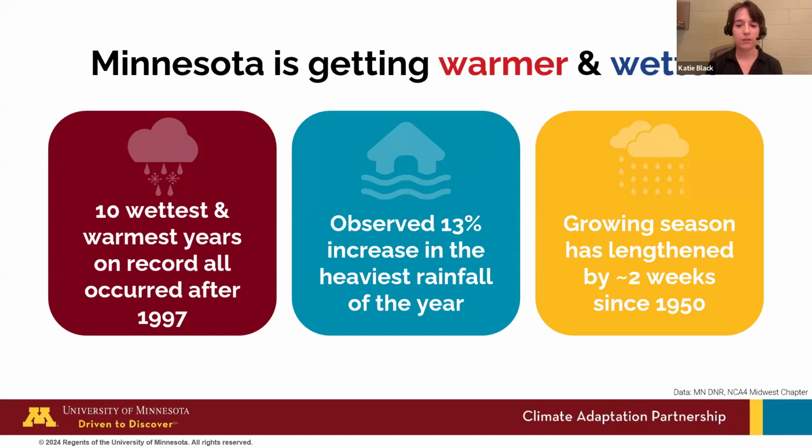We've also observed a 13% increase in the heaviest rainfall of the year. What does that mean? That means that the strongest storm of the year now results in 13% more rain than it used to. And we've also observed that the growing season, also known as the time between the last frost and the last freeze, has lengthened. It's lengthened by about 2 weeks across the Midwest since the 1950s.